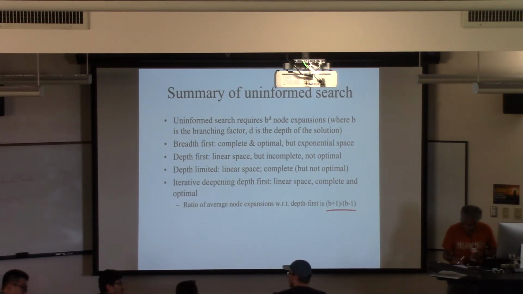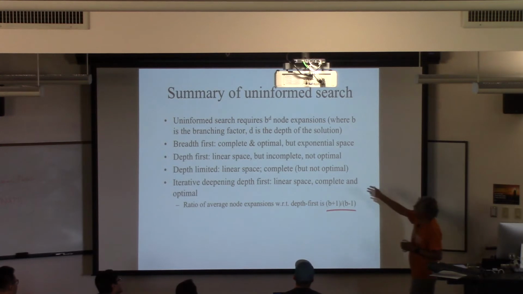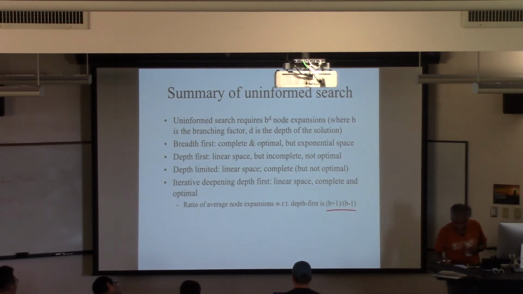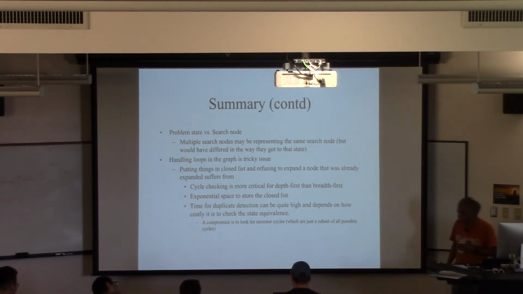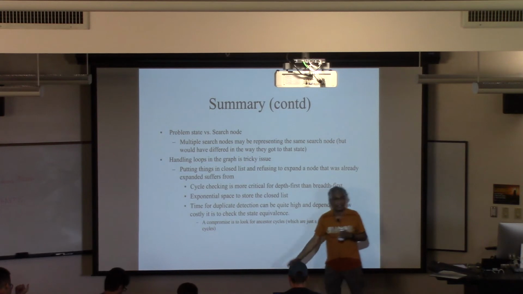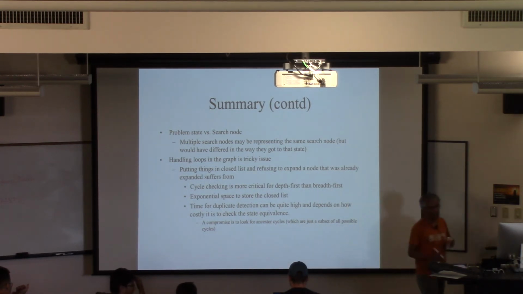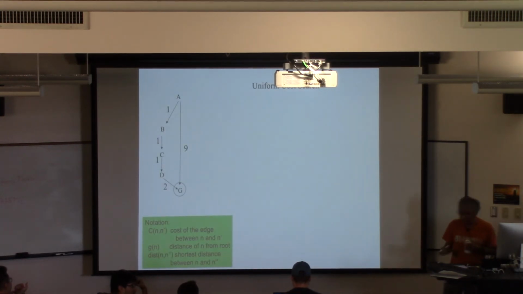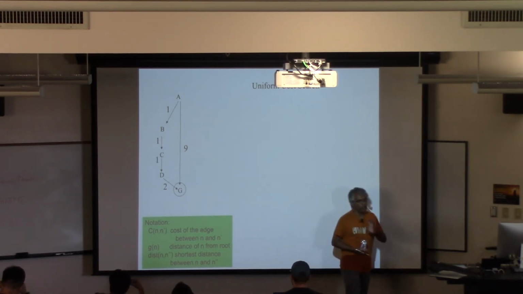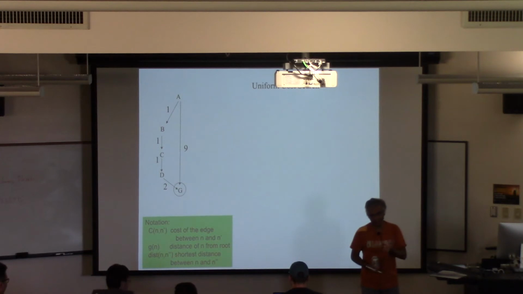Yes, I do. So the summary of uninformed search is that we also should remember problem state for the search node. We should also remember all this stuff that I talked about, handling loops. Okay, and then I want to say a little about uniform cost search and move to A-star search, make you think about it, and then we will.